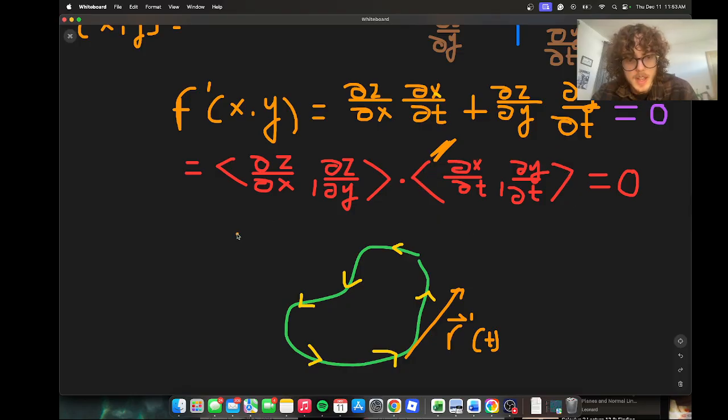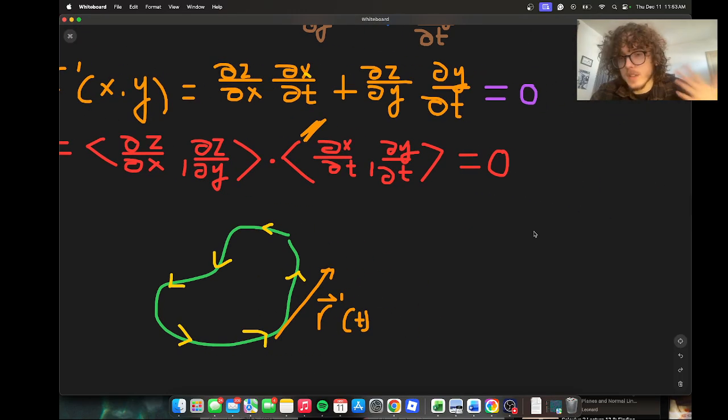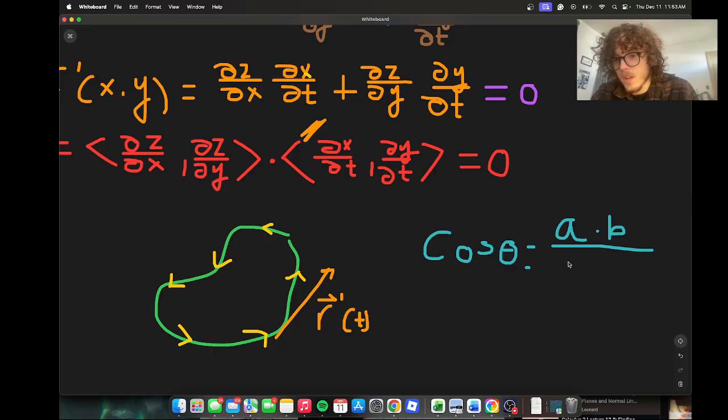But what about this guy? Well, to understand what this vector looks like, we have to understand that the dot product of these vectors is equal to 0. And we can derive something if we understand what the law of cosines says. We know that the cosine of theta between any two vectors is equal to the dot product of those vectors over the magnitude of A times the magnitude of B.